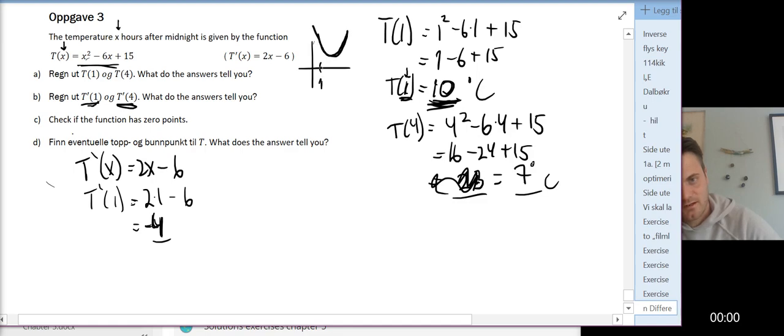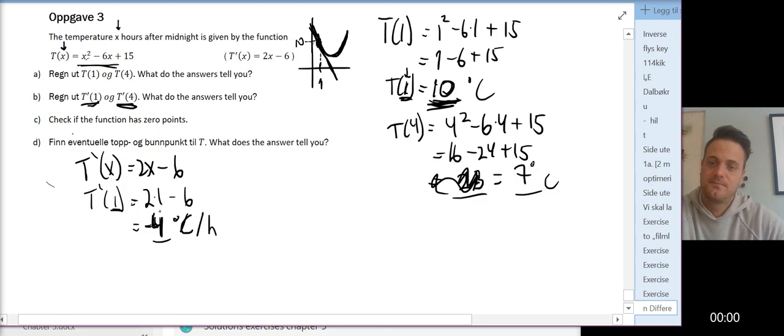And here we said 1 o'clock. What this told us, the first question, was that at 1 o'clock, the temperature was 10 degrees. But the derivative when x is 1, that's the gradient of the tangent line at 1 o'clock. And that is minus 4, which means that the temperature is decreasing at a rate of 4 degrees per x, and x is hours, 4 degrees per hour. So the temperature is decreasing at exactly 1 o'clock, by 4 degrees per hour.